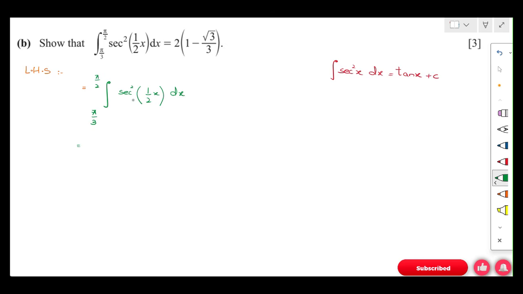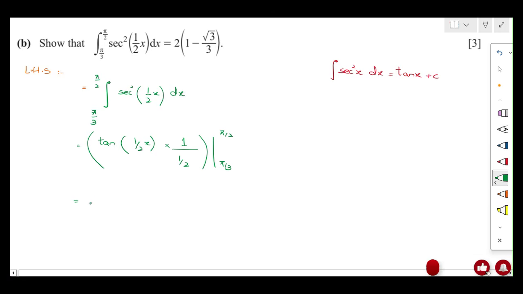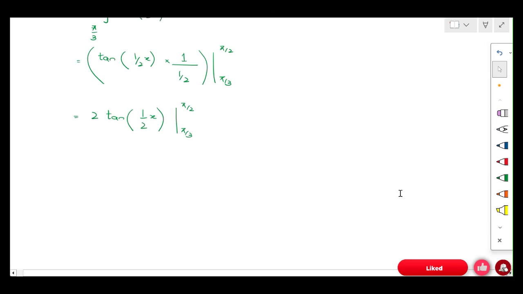So here we can say the integral of secant square of x is tan x. Here x is basically 1 by 2 x, and 1 over the derivative of 1 over 2 x is 2, and the limits we have to apply are from pi by 3 till pi by 2. So 1 over 1 by 2 is 2, so 2 tangent of half x. Now let me apply the limits pi by 3 till pi by 2. Pi by 2 is the upper limit, pi by 3 is the lower limit.